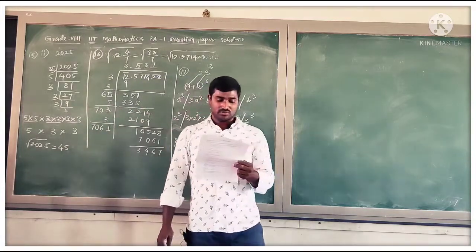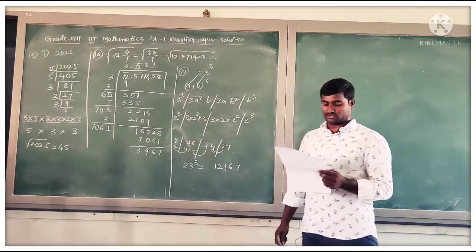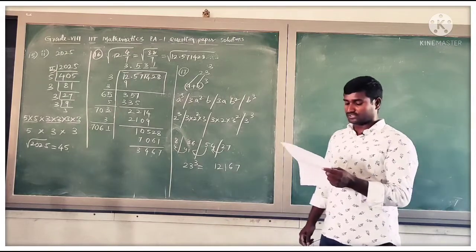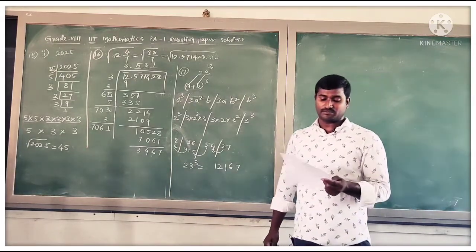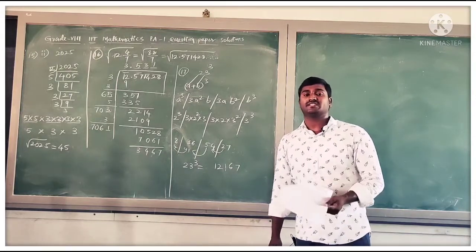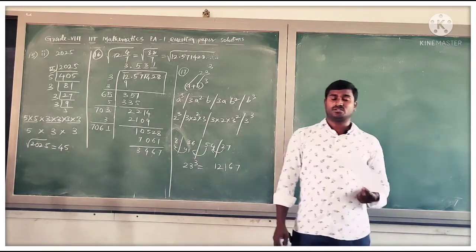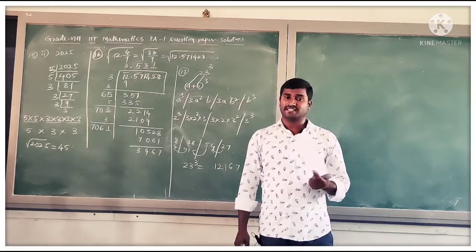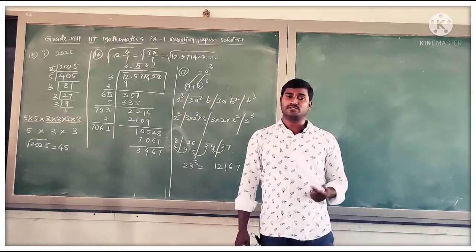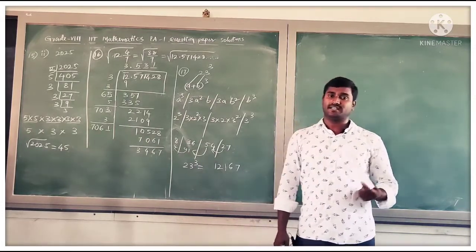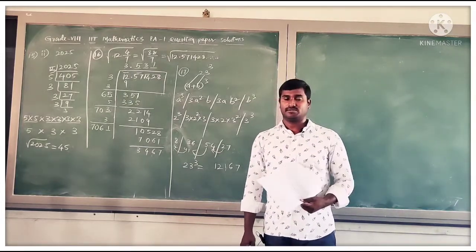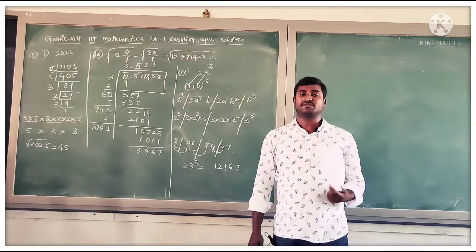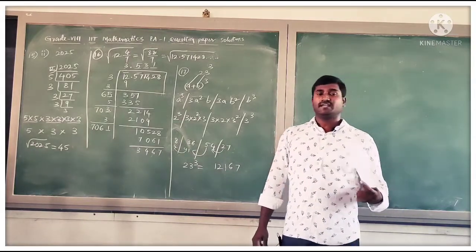So till now we finished the 3 marks questions. Now I am going to discuss the 4 marks questions. So 18th question: define a rational number and an irrational number. The number which can be expressed in the form of p by q, where p comma q are integers and q not equal to 0, is called a rational number. The number which cannot be expressed in the p by q form is called an irrational number.